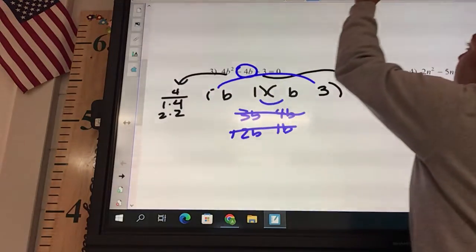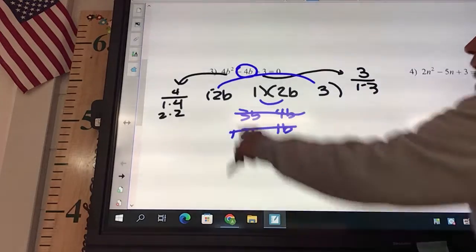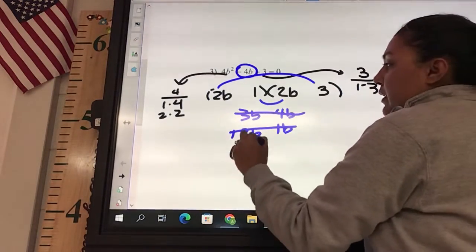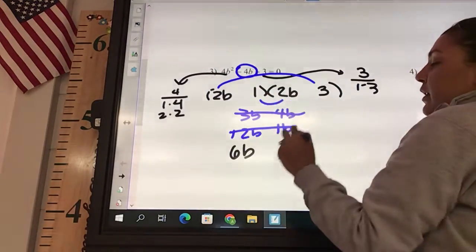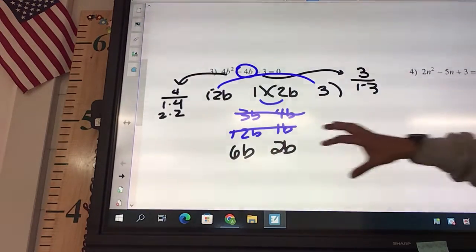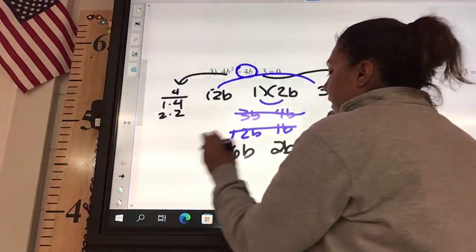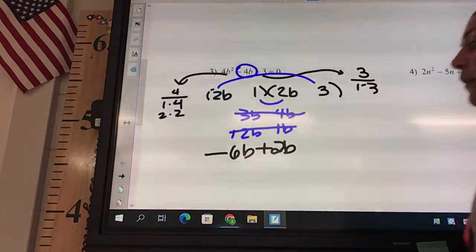So we're going to change these to 2 and 2. Check the outer: 2 times 3 is going to be 6B. And the inner, 1 times 2 is 2B. Well, how could a 2 and a 6 give me a negative 4? Well, it's got to go negative 6, positive 2.